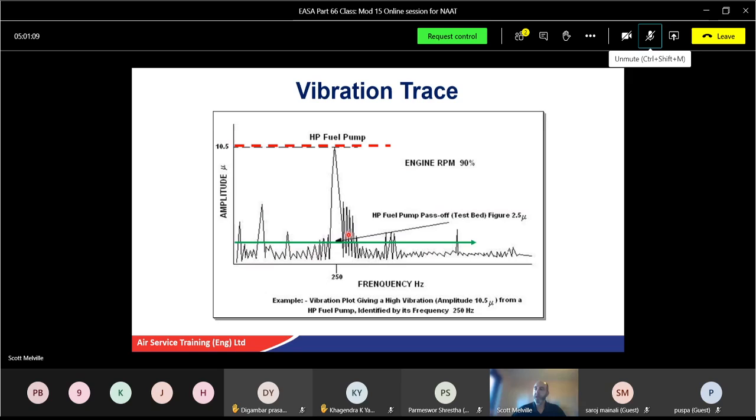The green line here represents a standard, yeah, that's okay. I mean, it might be higher, it might be lower, it depends on the frequency. Amplitude we've got here is 10.5, and as you can see, we have got a spike at 10.5 microns. Okay, and this is the engine at 90%. We found that the HP fuel pump pass-off test bed figure was 2.5. Well, this obviously exceeds 2.5. These other spikes are just background stuff, but we've certainly got a frequency of 250 hertz, which we found to be the HP pump. Well, the HP pump's well out, isn't it? So we're good to go and change the HP fuel pump and do another vibration trace.